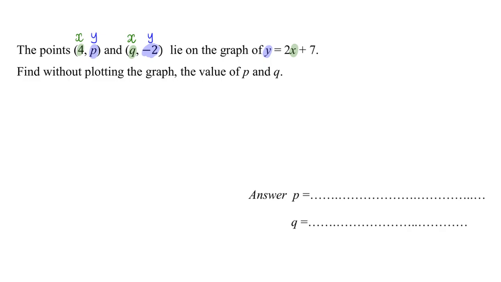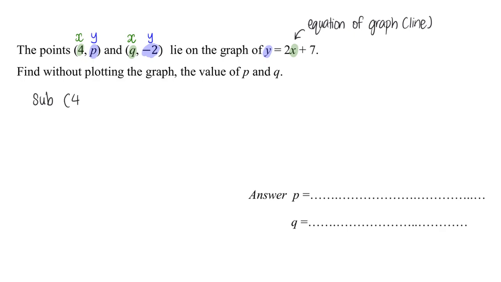And so all we have to do is to simply substitute the two coordinates into the equation of this line. This is what we call the equation of the graph. In this case, it's actually a straight line. Then we will be able to see that we can get the values of P and Q rather easily.